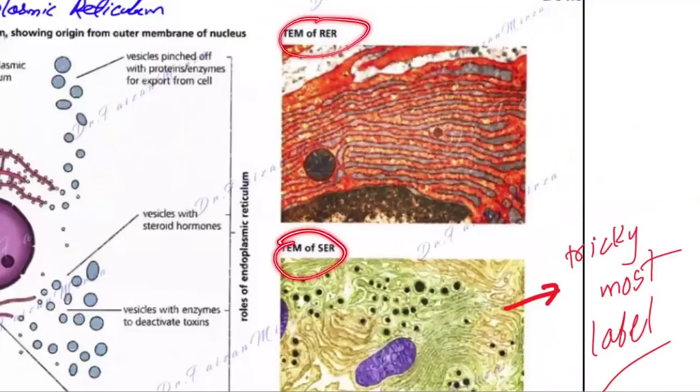This is the TEM of rough ER. This is the TEM of smooth ER. The TEM of rough ER shows you what the tubular nature of the cisternae of the rough ER looks like, and how they have ribosomes on the surface as well.